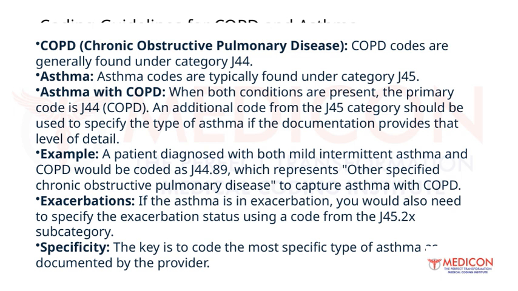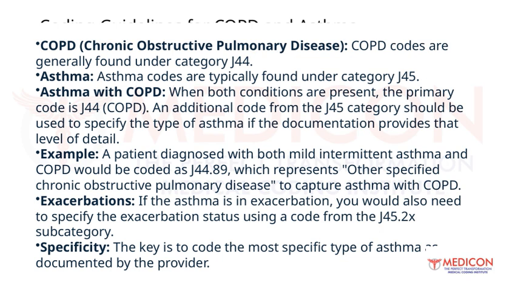Another important point is when the patient is experiencing an exacerbation of asthma. In that situation, you'd need to specify the exacerbation's status using a code from the J45.2X subcategory. Finally, the key to accurate coding is to always aim for the most specific type of asthma as documented by the provider. Being precise ensures clear communication and appropriate billing, which ties back to the overall theme of accurate, effective documentation and coding practices.